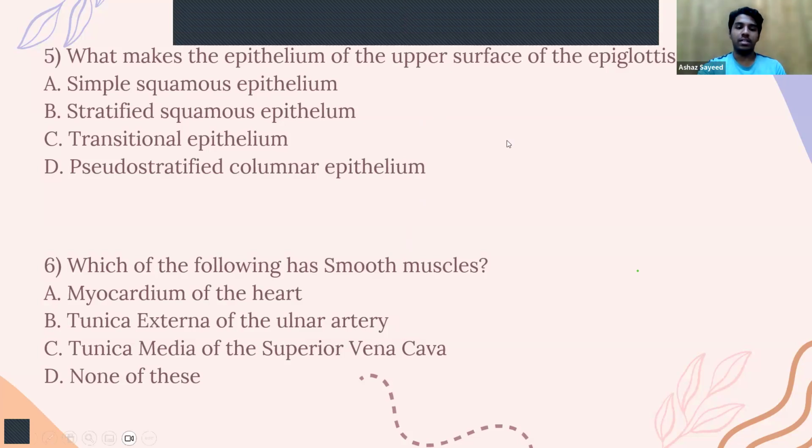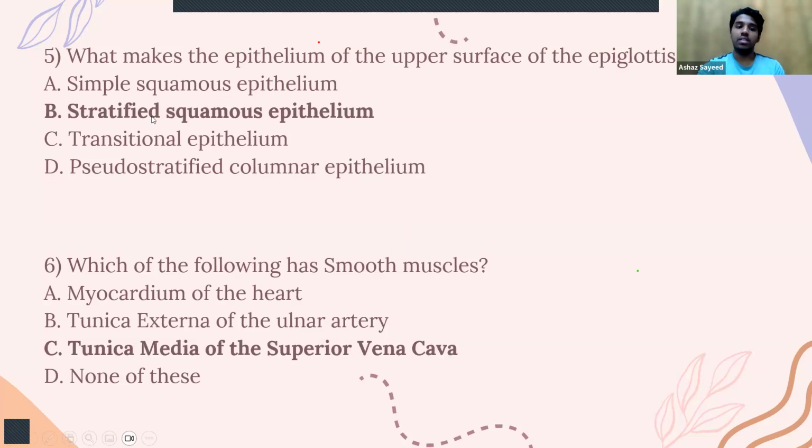Okay, so someone answered B. That was right. For the fifth one, the answer is B, stratified squamous epithelium. The upper surface of the epiglottis has stratified squamous epithelium, and the lower surface, which is also known as the laryngeal surface, has respiratory epithelium. And as for smooth muscles, myocardium has cardiac muscles. Tunica externa has no muscles. It just has collagen. Tunica media has muscles.